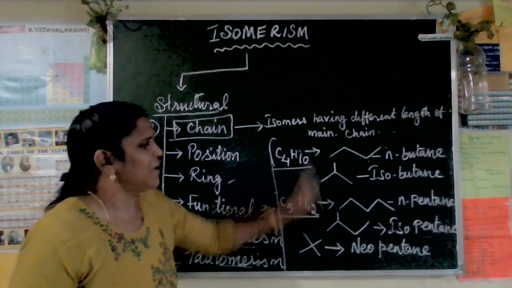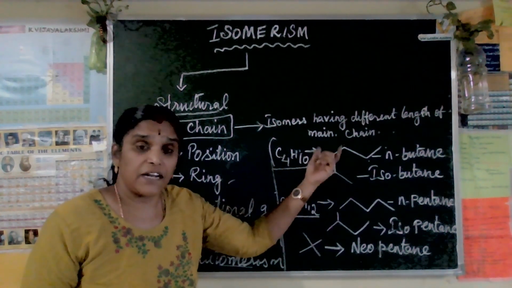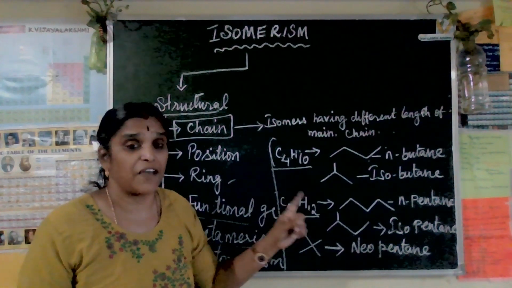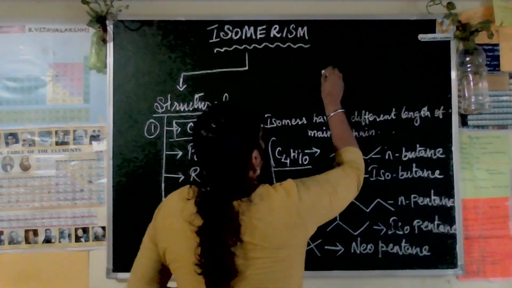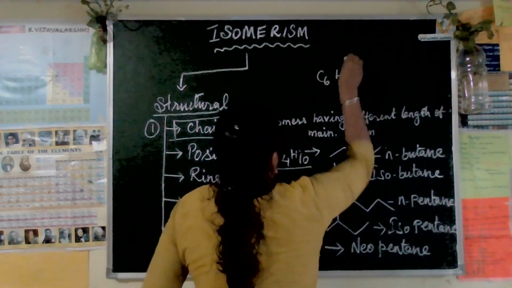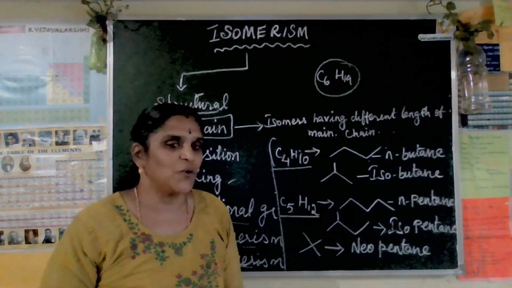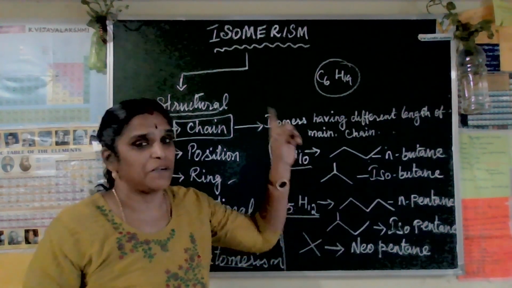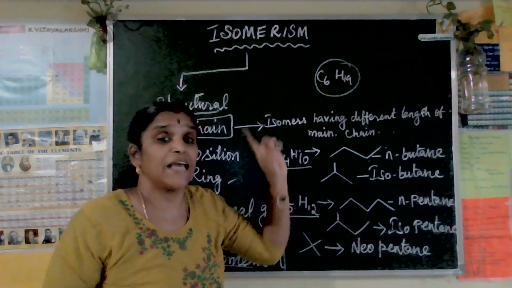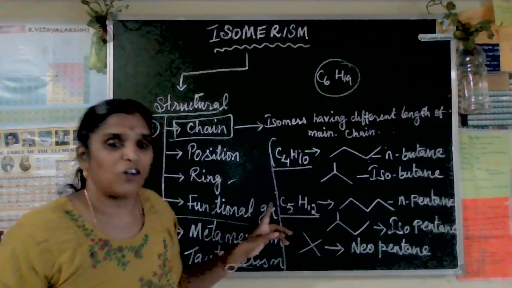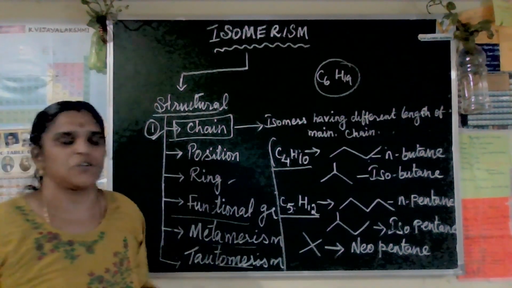I hope you are clear with this chain isomer. Suppose they give any formula related to this point, are you able to identify the isomers? For example, a test-yourself question: C6H14, how many isomers are possible? Can you guess? If you are thorough, you will be able to identify how many isomers are possible. In that way they will also ask. Hope you are clear with chain isomers. The second one, position isomer, we are going to see next.